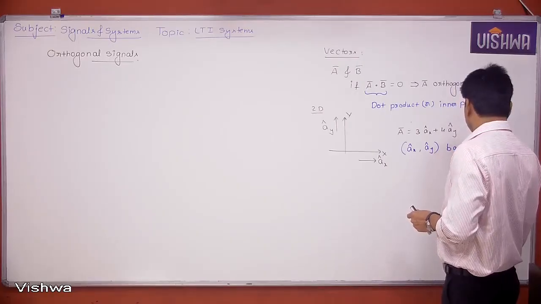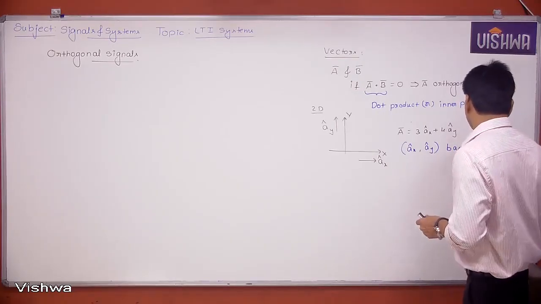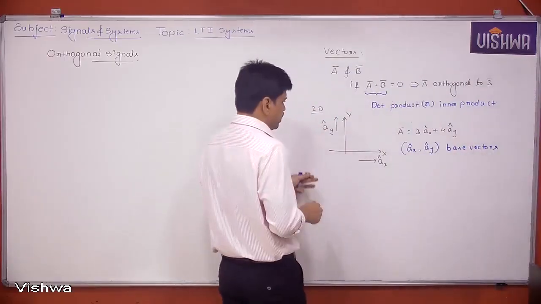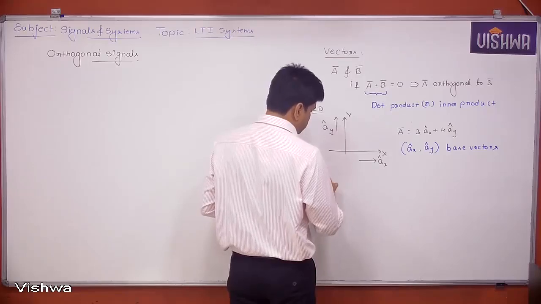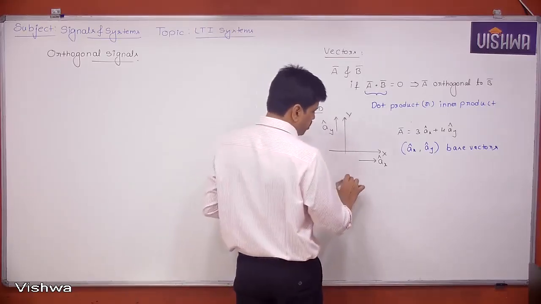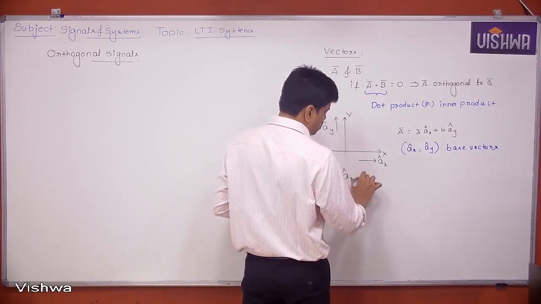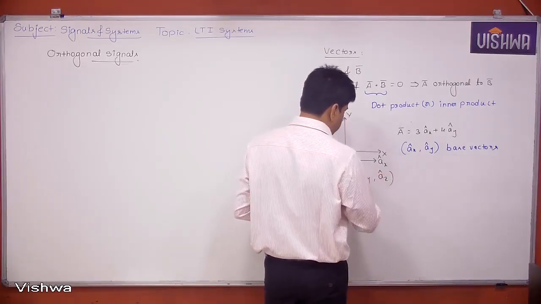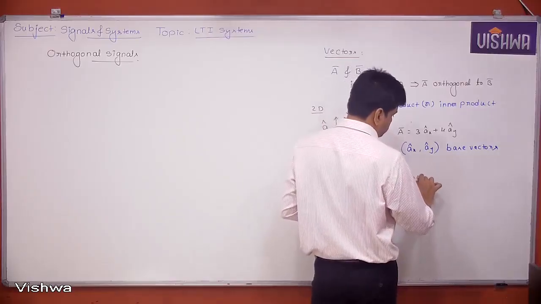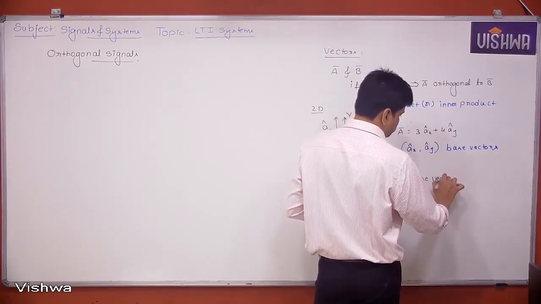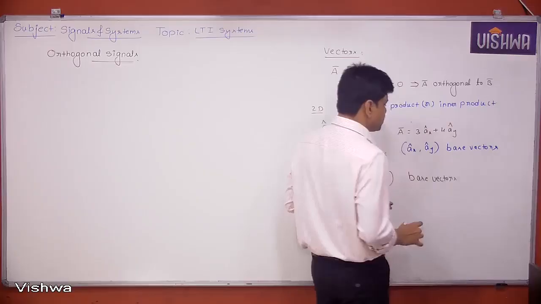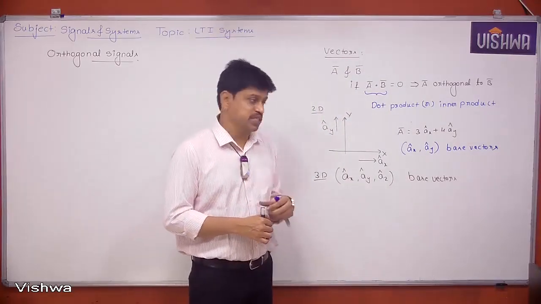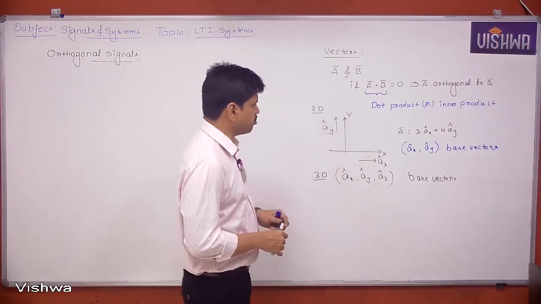Sometimes in mathematics they will say it is basis, base vectors. In three-dimension geometry, what is a base vector set? ax cap, ay cap, az cap. This is what is called base vectors. In terms of base vectors, we can represent any other vector. That's the meaning of base vectors. I hope you understood.